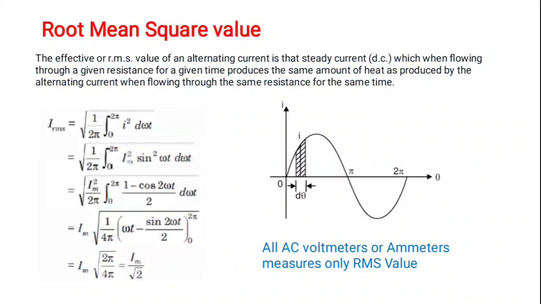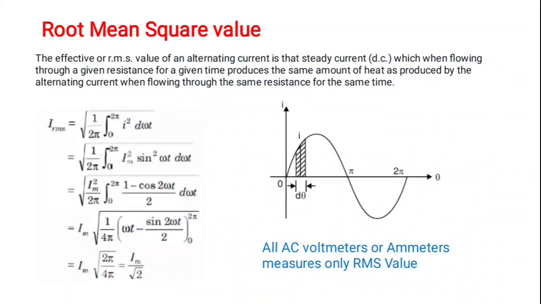Now let us discuss what we mean by the RMS value, that is root mean square value. RMS value is also called the effective value. The effective value or RMS value of an alternating quantity is that steady current which, when flowing through a given resistance for a given time, produces the same amount of heat as produced by the alternating current when it is flowing through the same resistance for the same time.